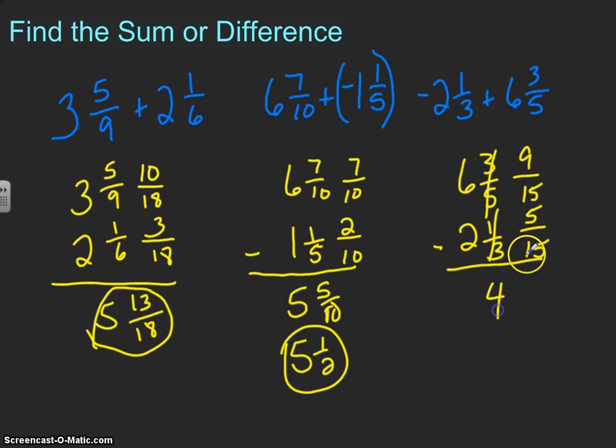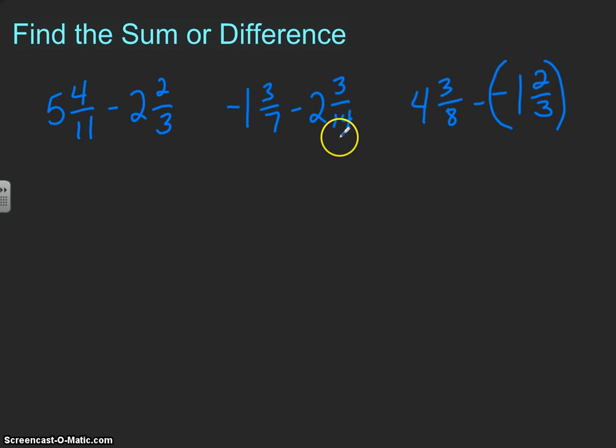6 minus 2 is 4. 9 minus 5 is 4. That's 4/15. And I'm finished. Moving on. Let's look at this one. Okay, two negatives together become positive. I simply add 4 3/8 and 1 2/3, and I have to add those two.